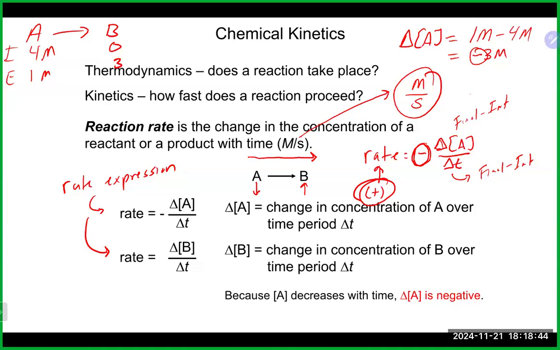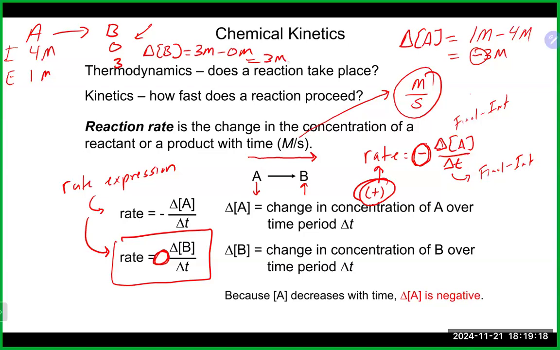Now, that is different when we get to B, which is our products. It should be increasing with time. So we have a rate expression here: the rate is equal to the change in the concentration of B over the change in time. Here we do not have a negative, and the reason we do not have a negative here is that our products are increasing with time. So if you take our same example and do the change in the concentration of B, it would be our final concentration, which is 3 molar, minus our initial, which is 0. That gives us a positive 3 molar, so we don't need that extra negative sign there.